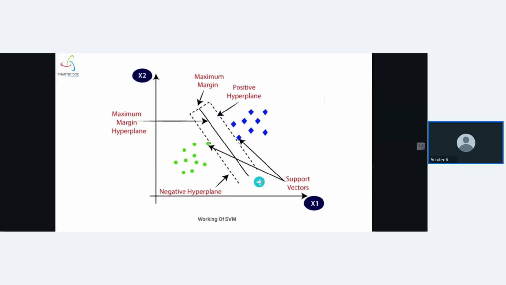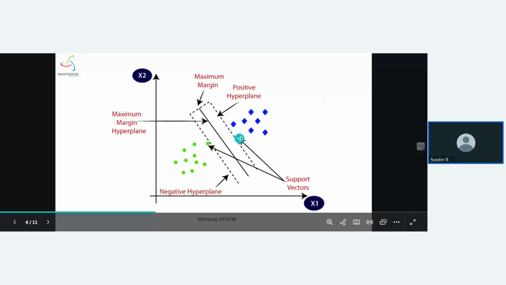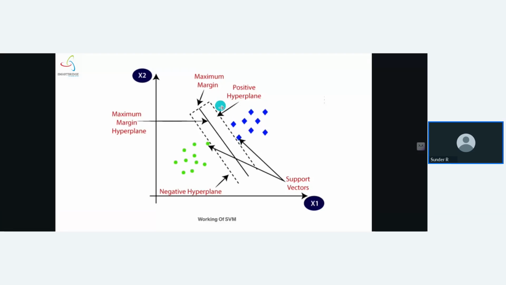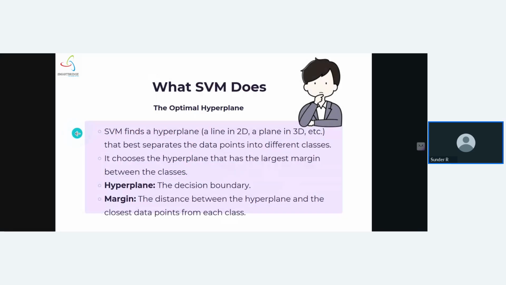So the support vectors are nothing but the points, imaginary points you can consider, which are closest to the classes that we have, right? It is those data points. Is it clear? Now we'll understand how SVM is going to work. It is going to work by creating the best hyperplane.